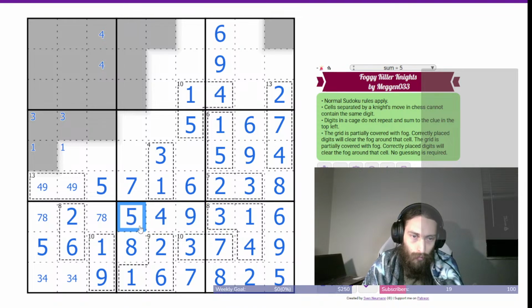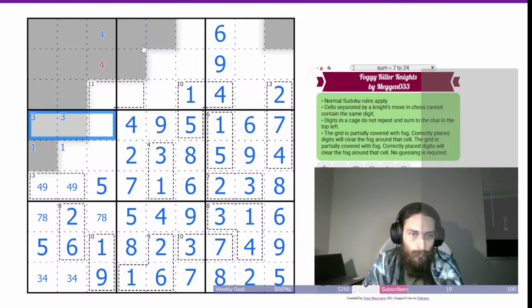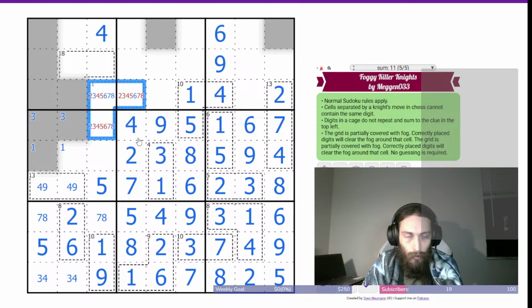9, 5, 2, 4, 8, 9. Ones out of everything. 2 and 9 is 11, so I can't have it. 9. 4, 2, 7, 8, and 5. So that by knight's move, so that's a 6.